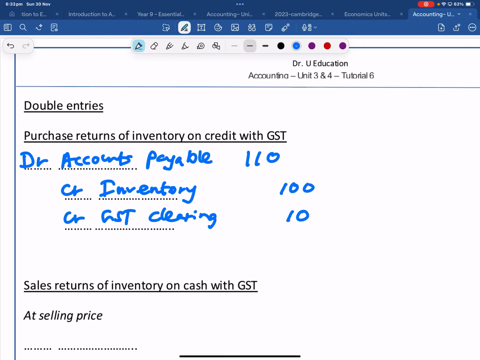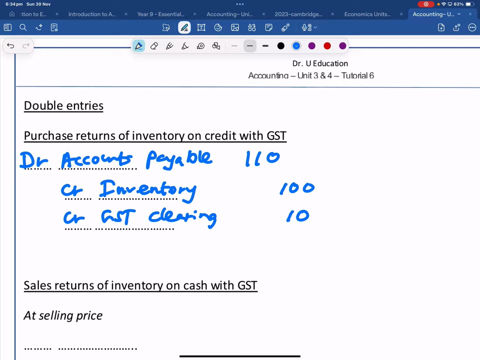Why? Because remember the previous one? GST is a liability, right? Yes, it's a debit balance. So imagine the bank account, same thing. But there we call it bank overdraft, whereas this one we don't call anything. We just say GST clearing under the current assets.